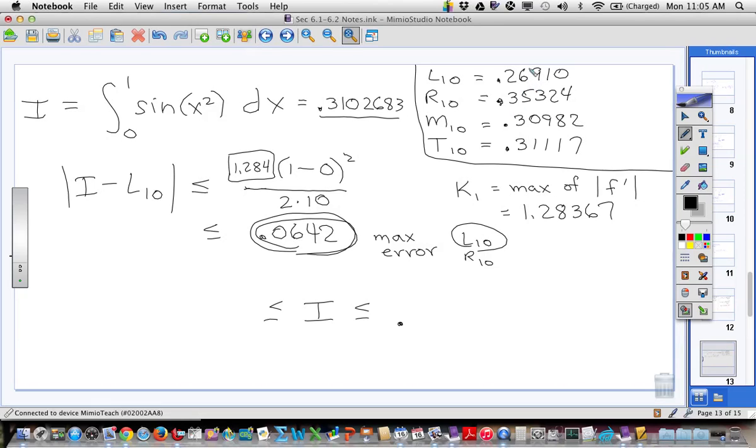Because we have R here, we know L is an under approximation, but let's pretend we didn't have that. Let's pretend all we had was L10. We know it's off by this, but we don't know if it's under or over. So what's 0.26910 add this on? Point what? 0.3333. All right, and now take L10 and subtract 0.0642. What do we get?